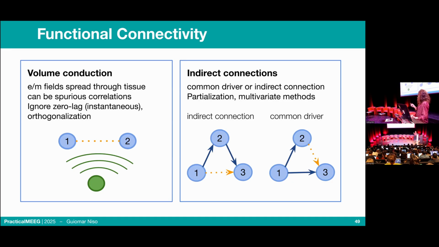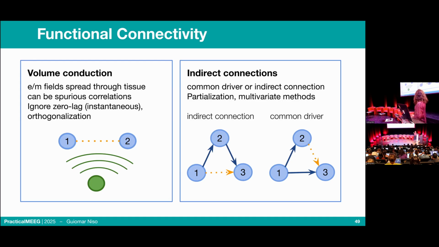The thing that I was saying, like the volume conduction problem, is especially important in MEG and EEG because the electromagnetic fields spread throughout the tissue. And you can find spurious correlations, just because the activity is spread out through the tissues, and two other regions seem to have the same input, like coming from the same sources. That's why we do orthogonalization, or we do zero-lag corrections to try to ignore zero-lag correlations.